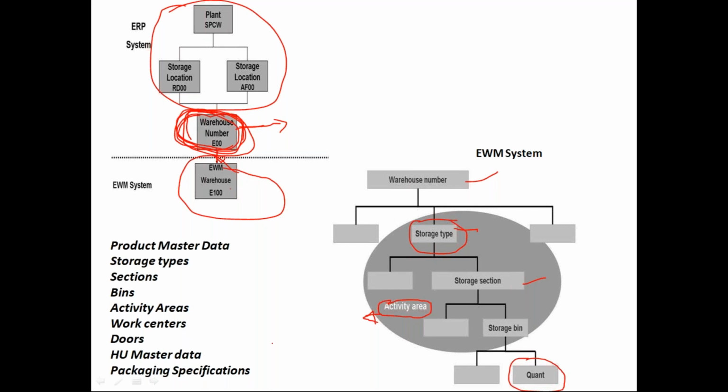Along with this, we also have something called the product master. The product master is nothing but the material master only. In EWM, the terminology is product master. And we have discussed storage type, sections and bins, and we also discussed activity areas. And there is something called a work center.